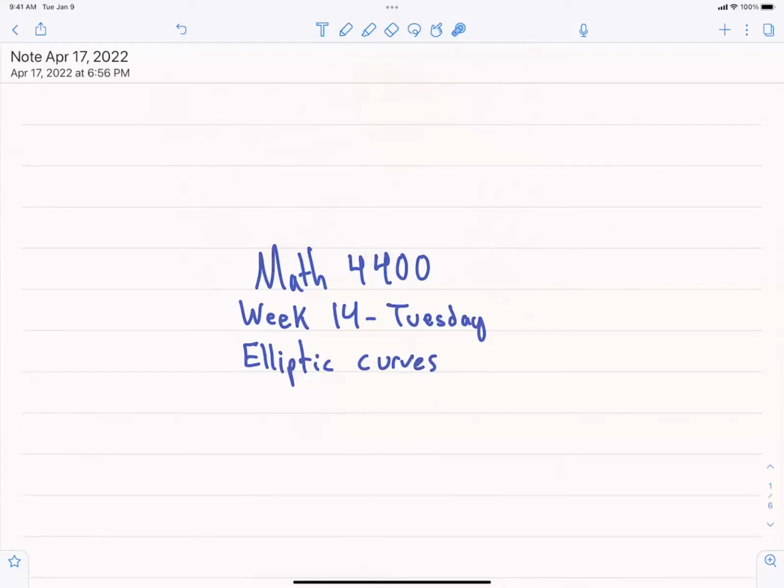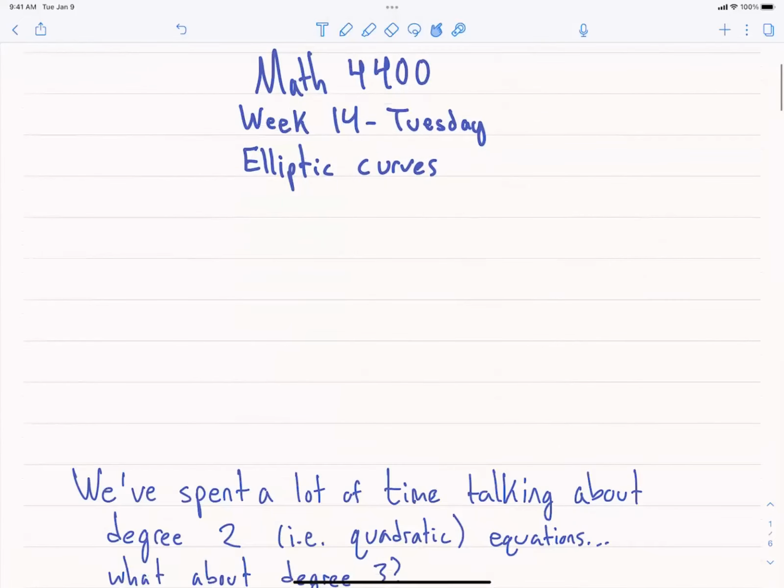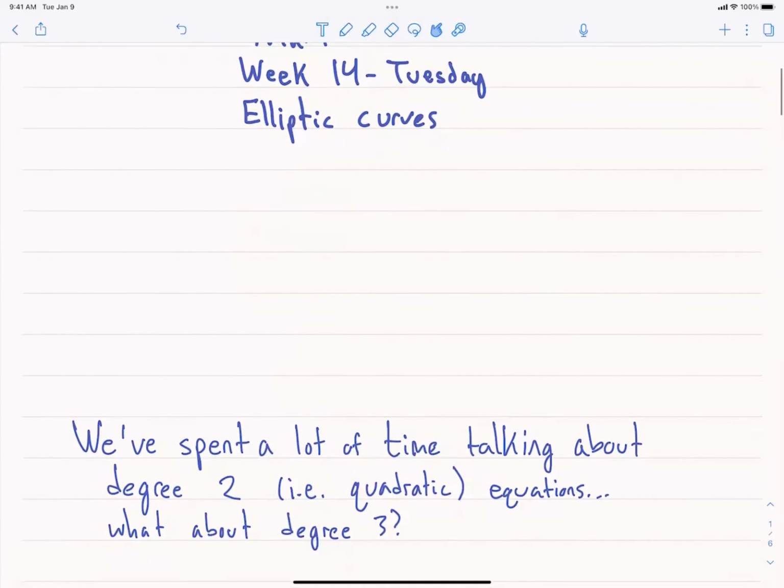Okay, so the topic today is elliptic curves. And so what are elliptic curves? Well, we've spent a lot of time in this class talking about degree 2 or quadratic equations, in particular about how they behave when we look at solutions like in the integers or mod p, and what kinds of things we can say about that. We've noticed some really interesting structure, given some interesting applications, for example, to Mersenne primes, like the Lucas-Lehmer test.